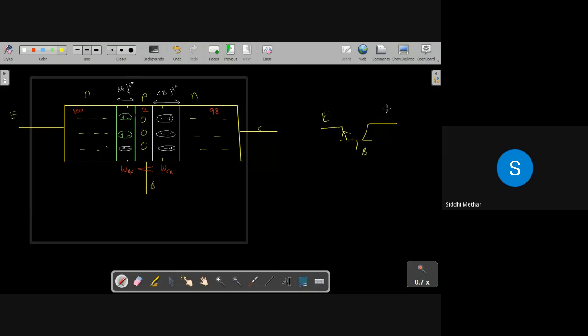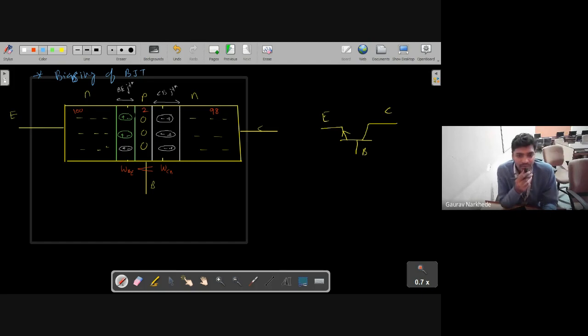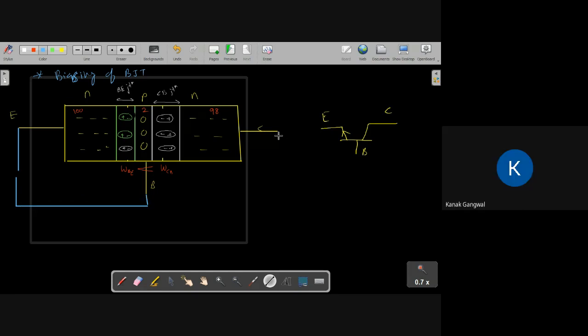So this is the emitter. I am just drawing the same thing in a symbolic way. The next topic is biasing of the BJT, NPN. Biasing of the BJT means I am applying a power supply across the junctions. I can apply some power supply between the emitter and base, and a second power supply between the collector and base.